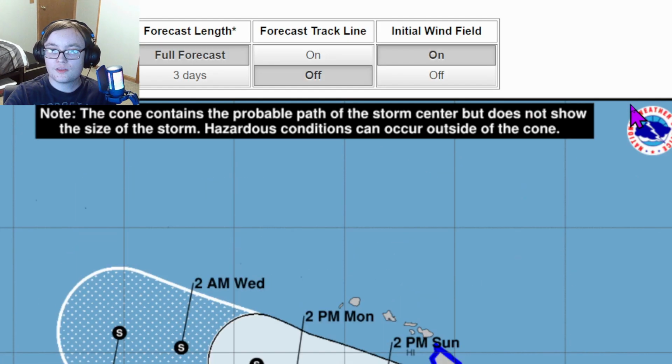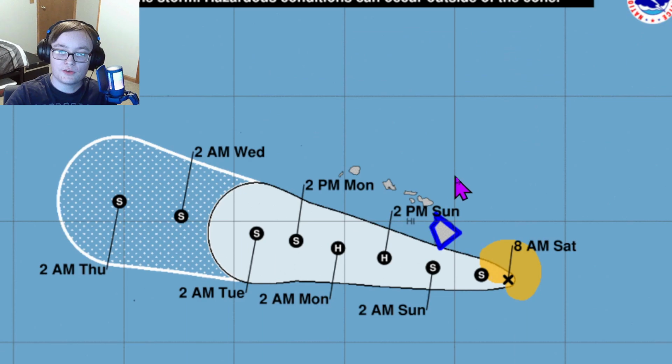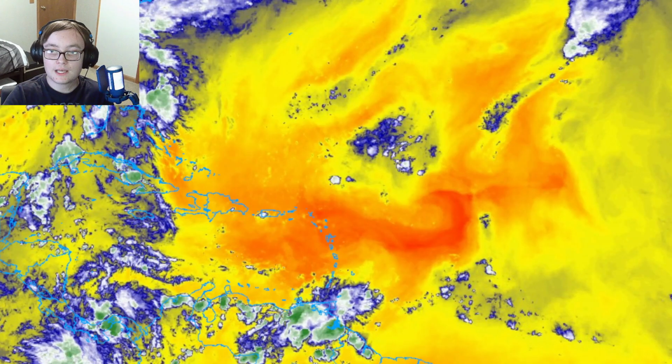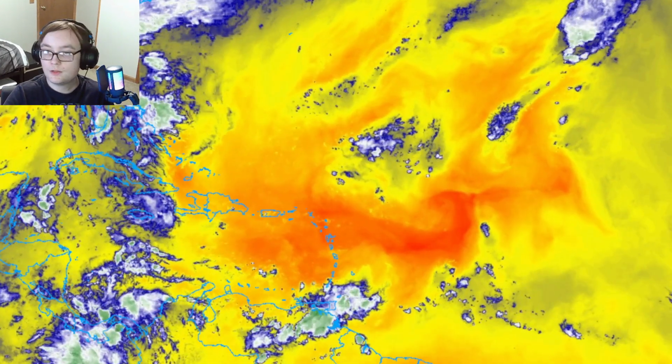I don't think they have a graphic out there, but probably not more than like a foot or two of storm surge in Hawaii. I don't think we'll see that much. So you won't have a direct landfall, but you're still going to feel quite a bit of impacts out there in Hawaii.